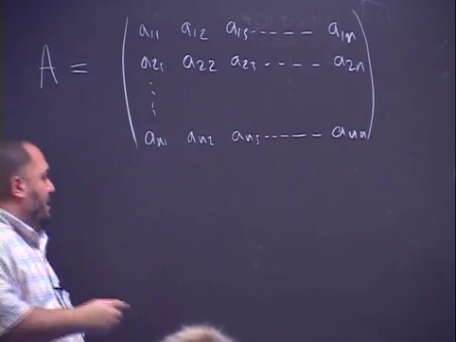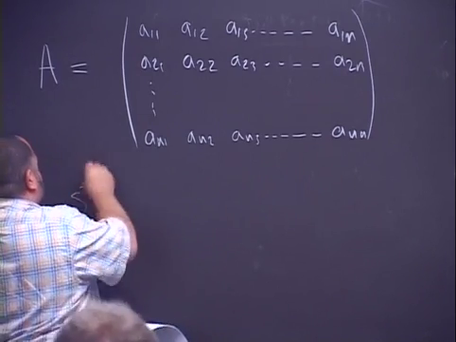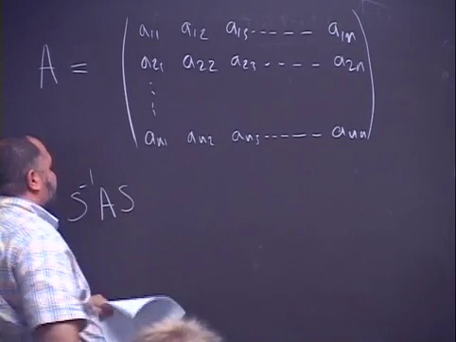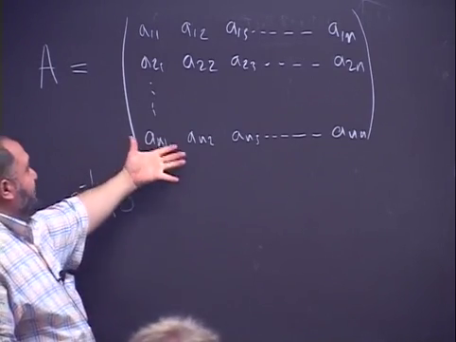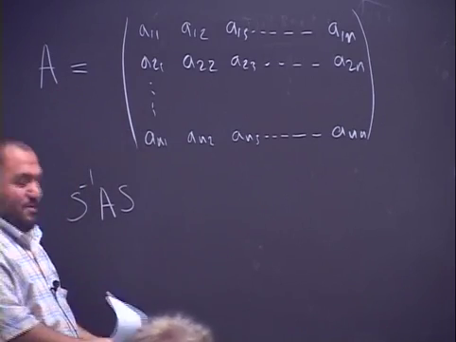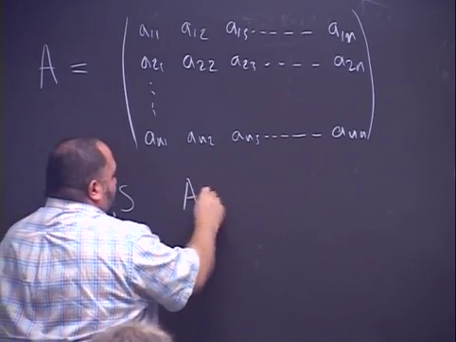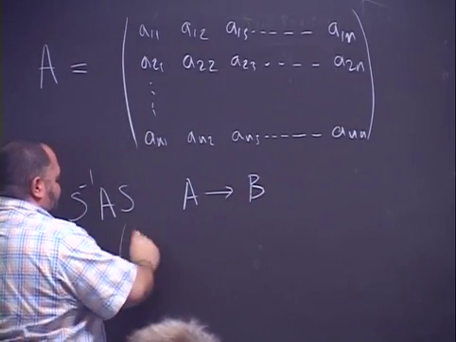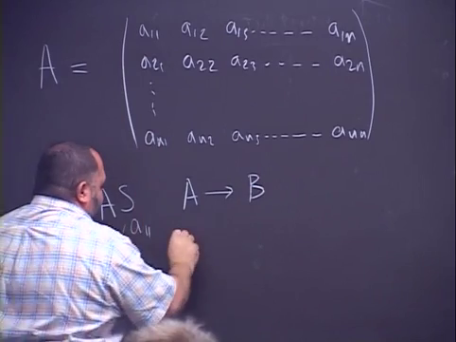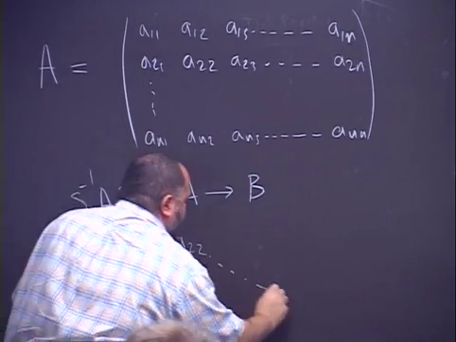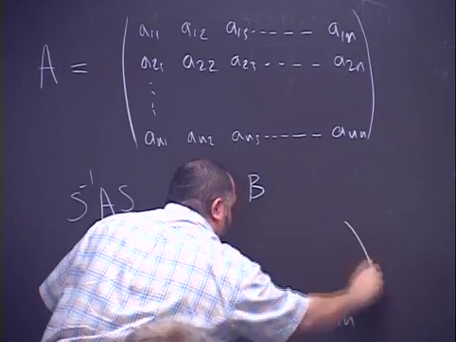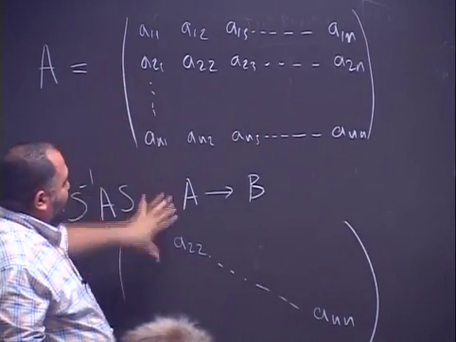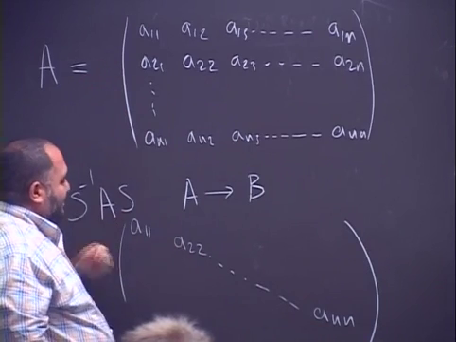So the similarity transformation S inverse A S will help us transform this matrix A to a new matrix B. Using this, we will be able to transform matrix A to matrix B, where matrix B, let's assume, will be just the diagonal of the old matrix. So we transformed matrix A to matrix B using the similarity transformation.